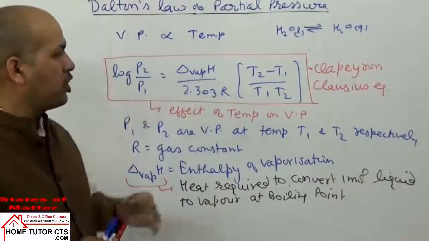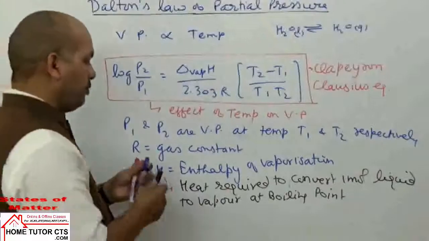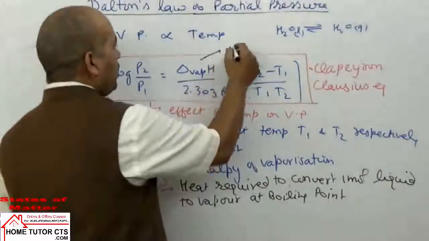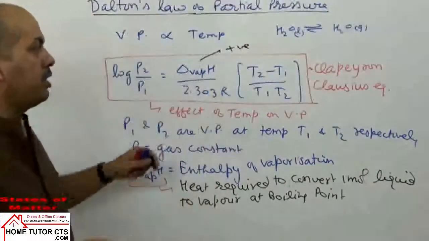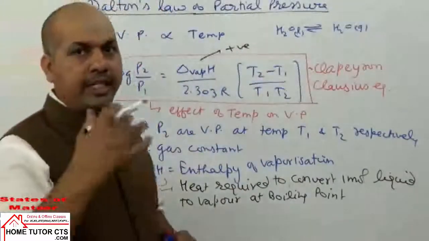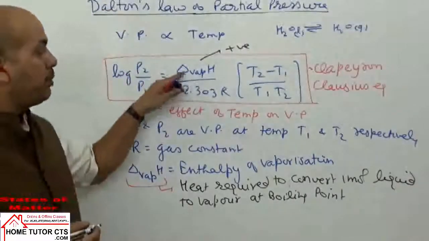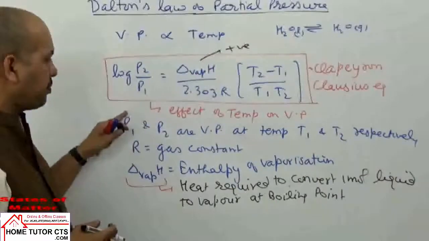So we can take in the expression taken here, delta H will be always positive. It is heat required, so it is always positive. Liquid to vapor conversion will be an endothermic reaction. Heat is absorbed for this conversion. So delta H is taken positive for this vaporization.